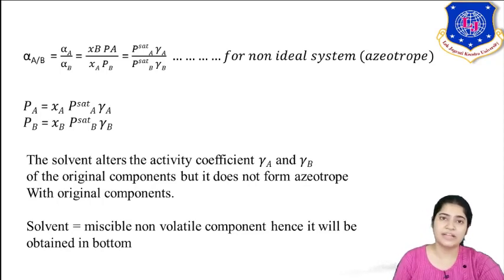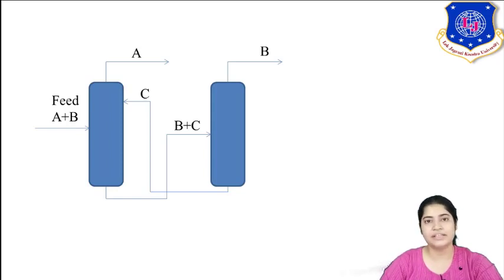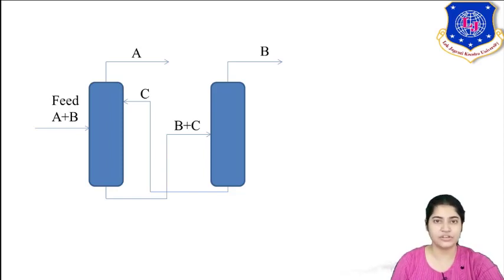So what must be the condition of the solvent? It should be a miscible, non-volatile component. Hence it will come in the bottom. So you can see how your extractive distillation is done. Feed is what? A plus B. Okay, so as you are adding the solvent, what does it do? It will increase or decrease the relative volatility. So your A, which is more volatile, will come in the top, and in the bottom you will get B plus C. Okay, we discussed earlier also, your C, your solvent, is what? Non-volatile. So hence it is forming a solution with B, and B plus C is again subjected to another column.